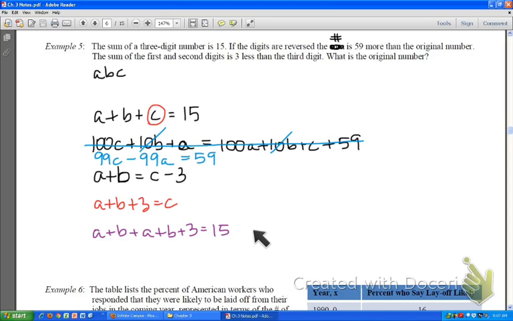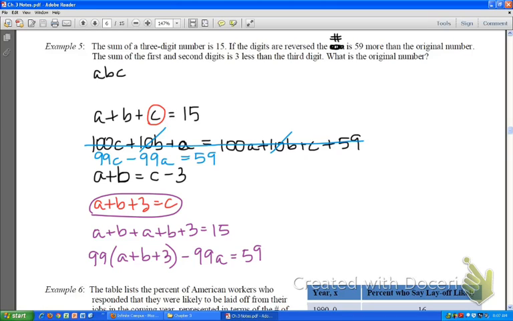And now I'm going to plug into the blue equation, so this equation right here, for that C. So I'll have 99 times this stuff for C again, A plus B plus 3, and then minus 99A equals 59.